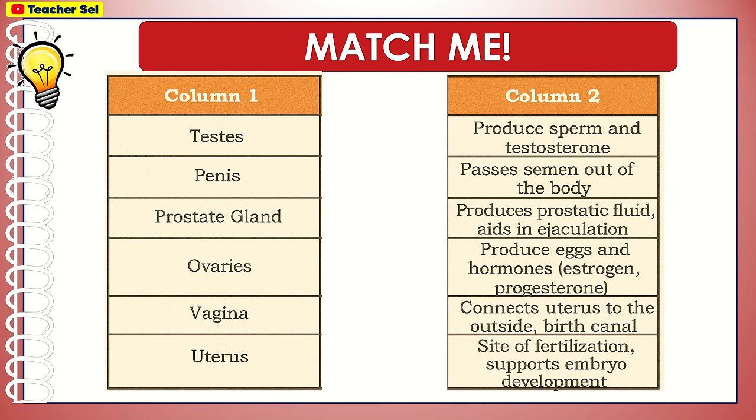Produces prostatic fluid, aids in ejaculation. Produce eggs and hormones, estrogen, progesterone. Connects uterus to the outside, birth canal. Site of fertilization, supports embryo development. Here are the correct answers.